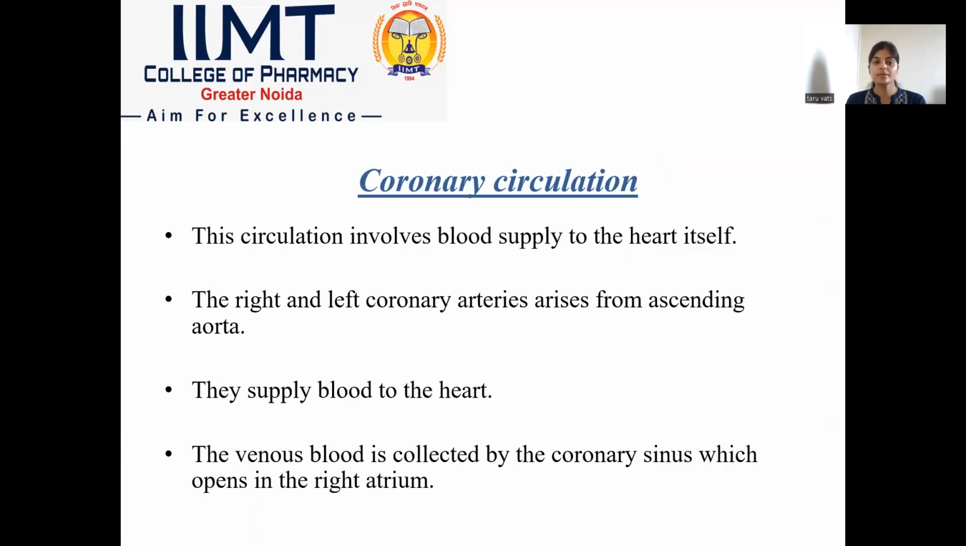Moving to the next slide, coronary circulation. This circulation involves blood supply to heart in itself. The right and left coronary arteries arise from ascending aorta. They supply blood to the heart. The venous blood, which is deoxygenated, is collected by coronary sinus, which opens in the right atrium.